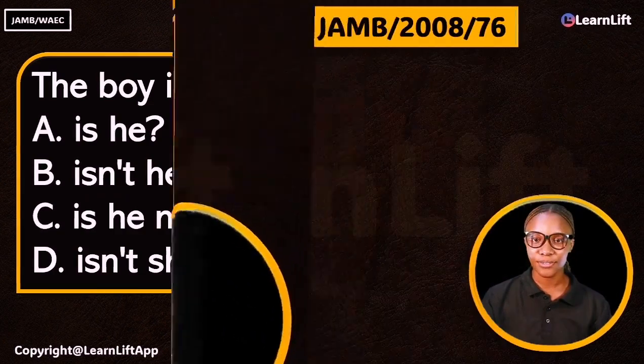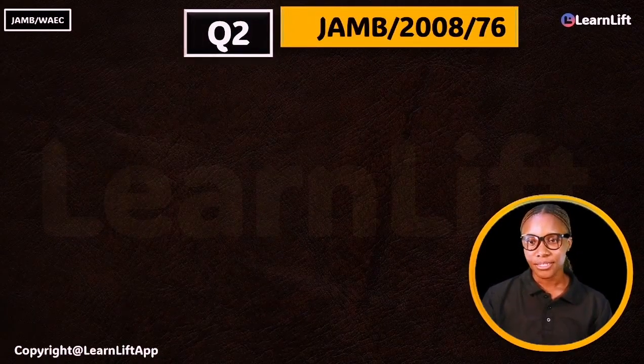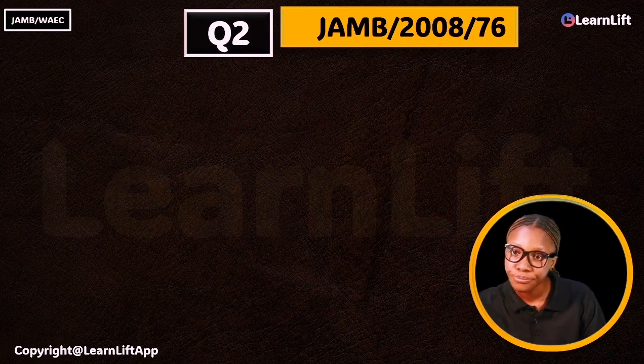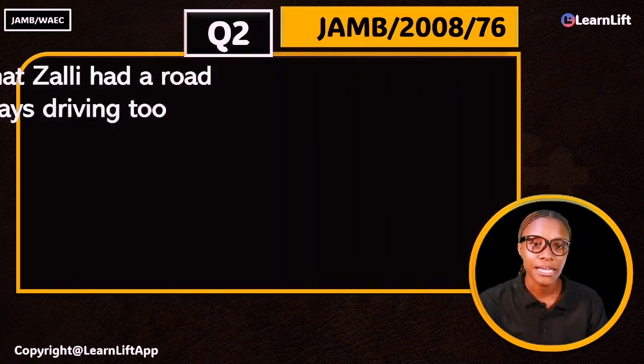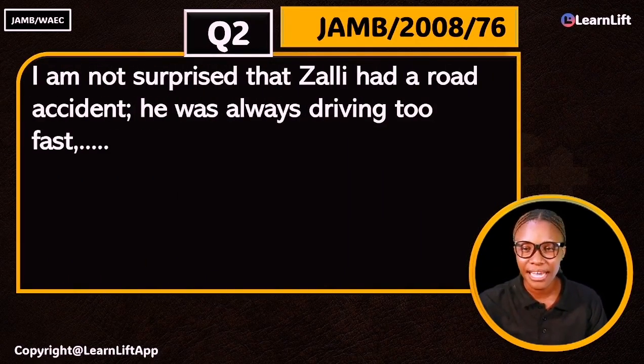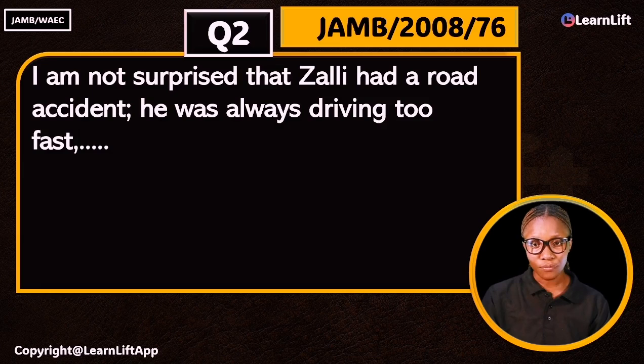All right, let's go to question 2. This is taken from JAMB 2008, number 76. And the question says, I'm not surprised that Zali had a road accident. He was always driving too fast. Now, the statement of concern here is: he was always driving too fast.